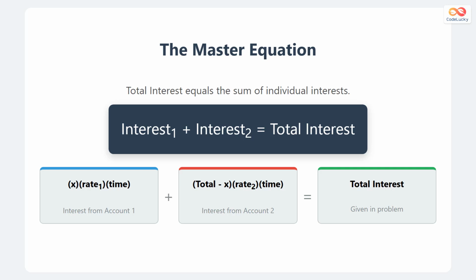Now we build our master equation. The key concept is that the interest from account 1 plus the interest from account 2 equals the total interest earned. We calculate each part by multiplying the amount times the rate times the time.